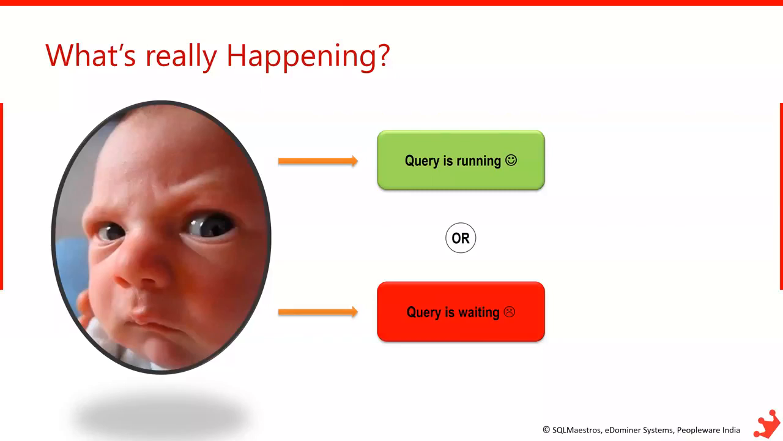Let's take a small example again. You say select star from this big table with 1 billion rows, and you say order by a particular column on which there is no index, which means SQL Server will have to do an in-memory sort.